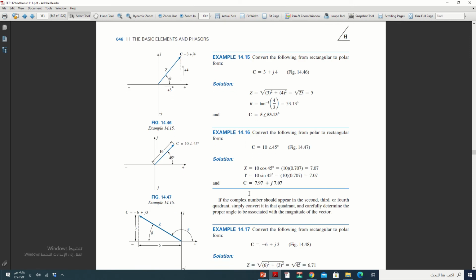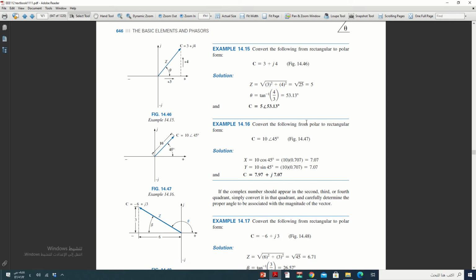Here are some examples of how to convert. It is direct, you can try to solve. Here, convert the following from rectangular to polar. We need to write in this form. Okay, apply it with your calculator and then draw. And here, convert from polar to rectangular.